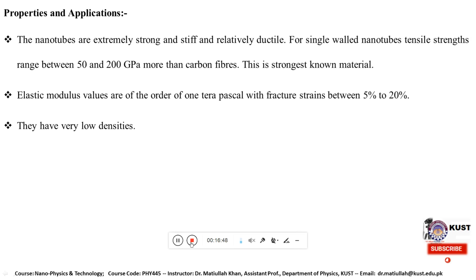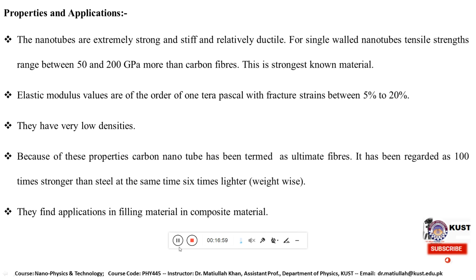Elastic modulus values are of the order of 1 terapascal, with fracture strengths between 5 to 20%, and they have very low densities. Because of these very interesting properties, carbon nanotubes have been termed the ultimate fibers. They are regarded as 100 times stronger than steel, and at the same time 6 times lighter. So it has two very interesting properties at once: it is very strong and also very light.